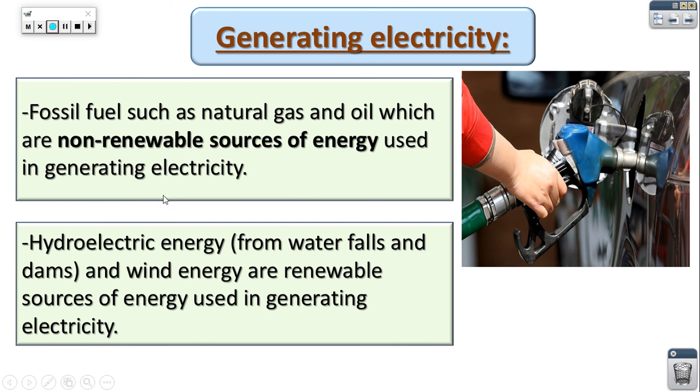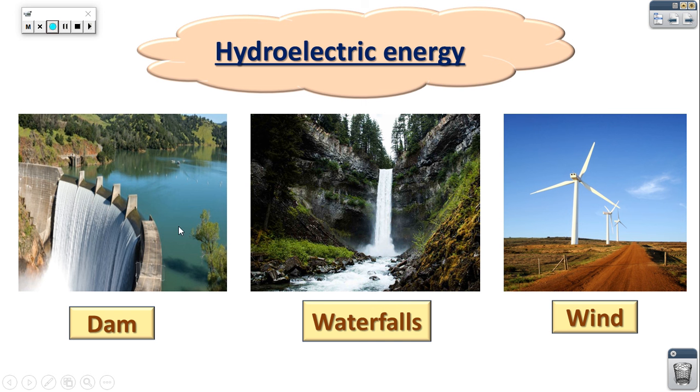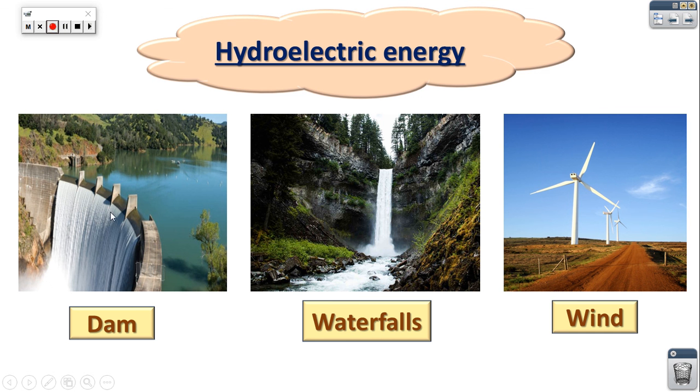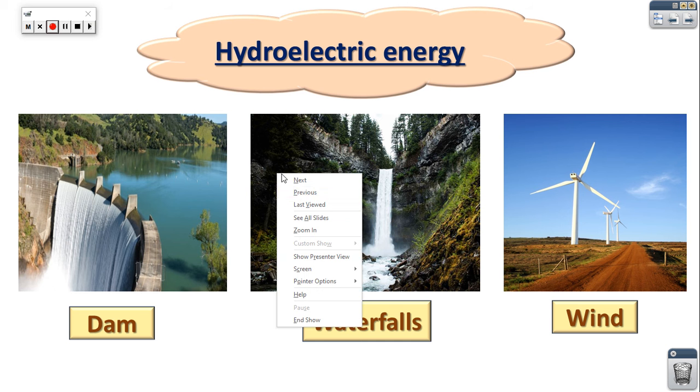And now let's learn a new expression, which is hydroelectric energy. Hydroelectric energy means the electric energy that is generated from using dams or waterfalls like this, or the electric energy that is produced from using water as dams and waterfalls. So dams and waterfalls can also be used to generate electricity, not only fossil fuel.